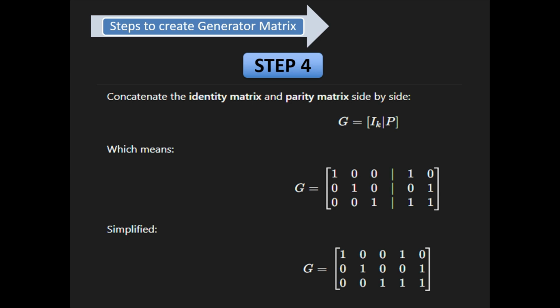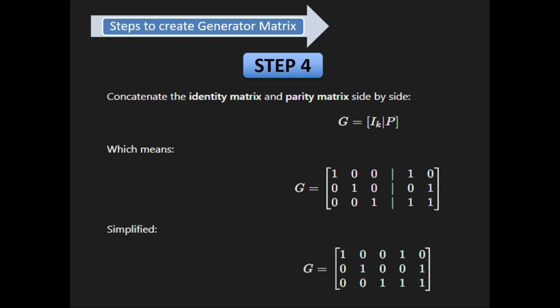Now concatenate the identity matrix and the parity matrix side by side, which means like this. Just this is another example: 1 0 0, 0 1 0, 0 0 1. This is the generator matrix. A 3 cross 3 identity matrix, and after that the 3 cross 2 is the parity matrix.